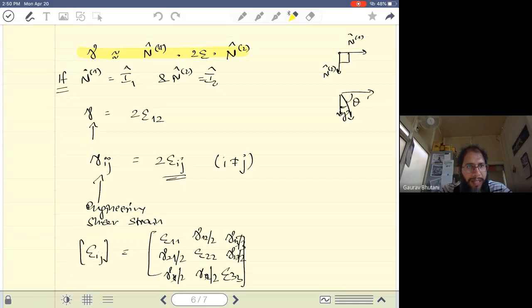Okay, so gamma ij was written as twice epsilon ij for the non-diagonal terms. So if you start with two perpendicular vectors, then gamma basically tells you the change in the angle, the change in the right angle, as the body gets deformed. And since the deformation is infinitesimal, the change in angle gamma, which is non-zero, is also small. So gamma is a small value. That's the reason we could approximate sine gamma as gamma. So that's where we stopped, after getting a good feel of the diagonal and the off-diagonal terms of the infinitesimal strain tensor epsilon.